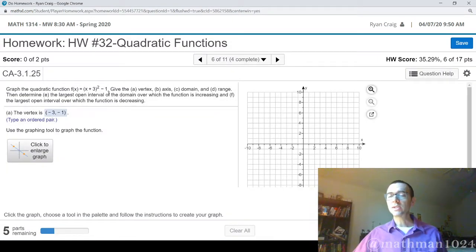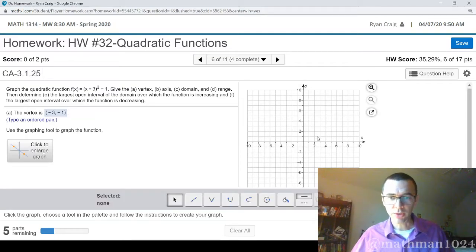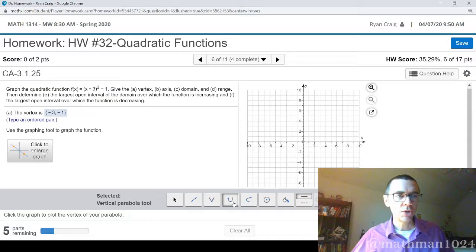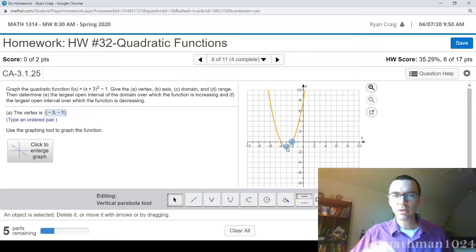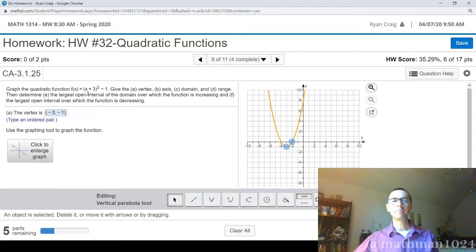And now that we have the vertex, it's pretty simple to go to the graph. So click on the graph, click on the 2-point parabola tool again. Your vertex is -3, -1. And then from here, let's see, 1 squared is going to give us 1. And there's our graph. Nothing weird is going on here. There's no stretch, there's no compression, there's no reflection. Okay? And now we just need to check our answer.